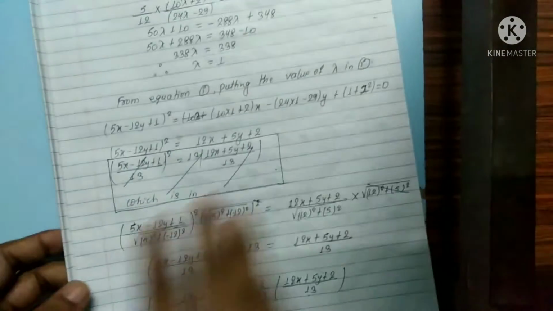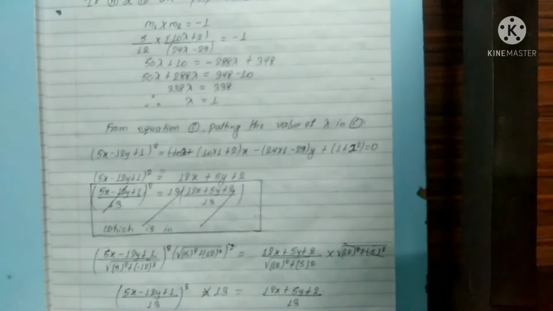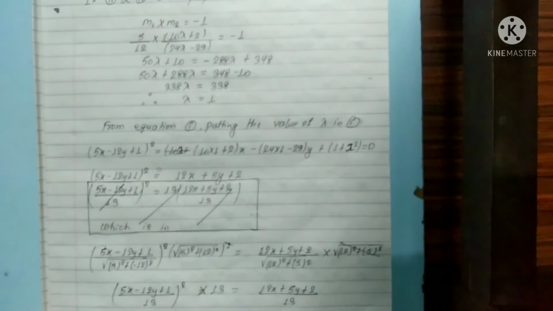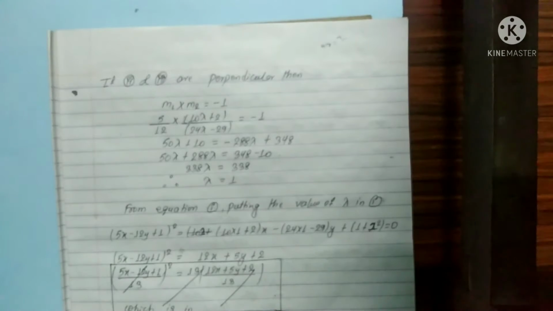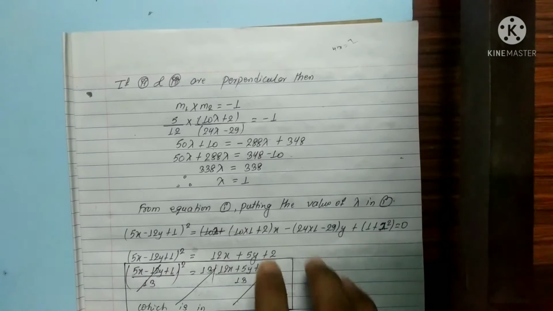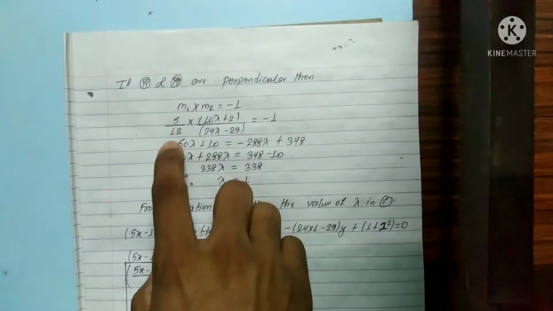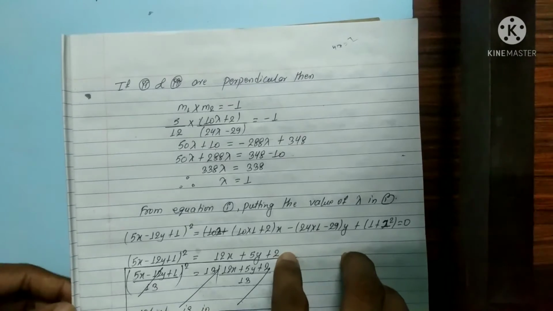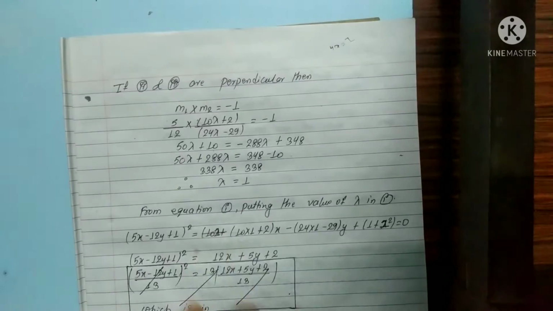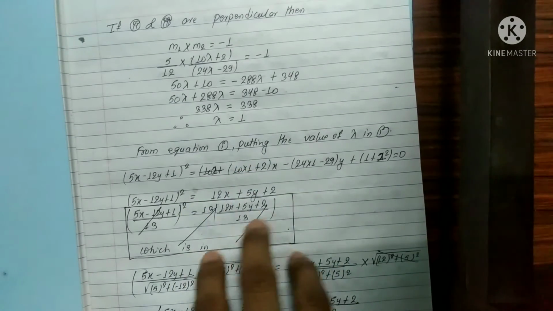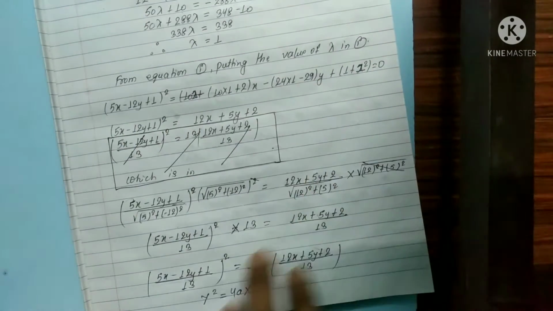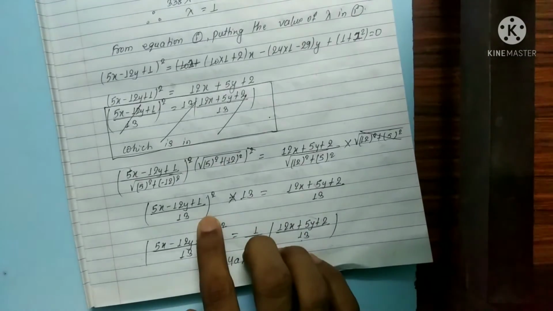Now we know that if two lines are perpendicular, then m1 into m2 is equal to minus 1. We have the formula m1 into m2 is equal to minus 1. So m1 is equal to 5 by 12 and m2 is equal to 10 lambda plus 2 by 24 lambda minus 29, and the product is equal to minus 1. We found the value of lambda is equal to 1, and putting the value of lambda in equation 1, we find the equation as shown below.